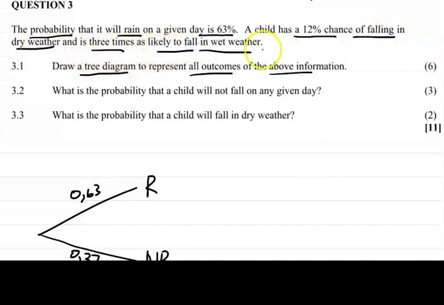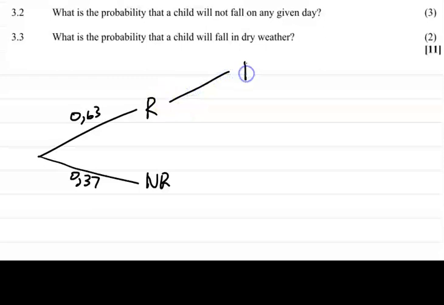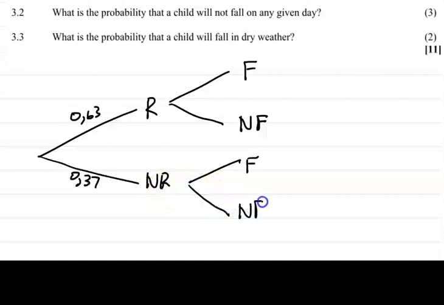Let's continue. A child has a 12% chance of falling in dry weather and is 3 times as likely to fall in wet weather. So therefore, let us now continue. So therefore, now falling and not falling. Now let's look at this. So here we're going to have falling in rainy weather and not falling in rainy weather. And here we'll say falling when it's not raining, that's dry weather, and not falling in dry weather. So not raining means dry weather. All right, so falling, not falling, falling, and not falling.